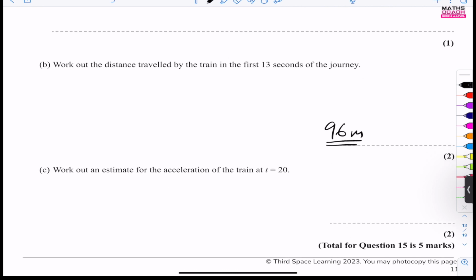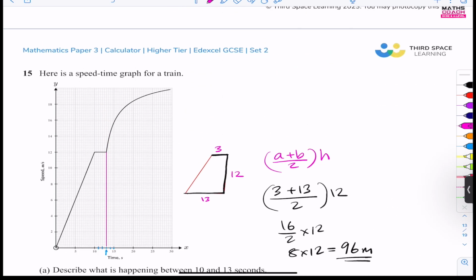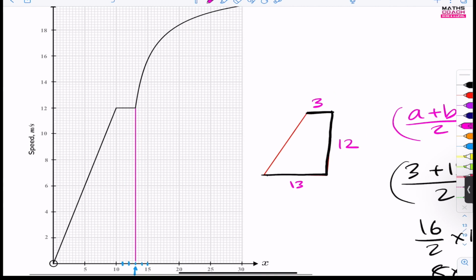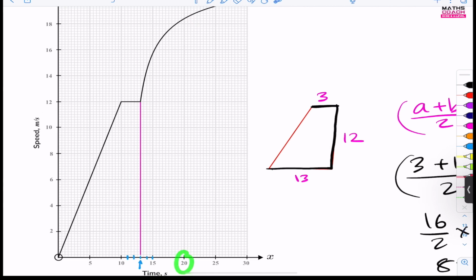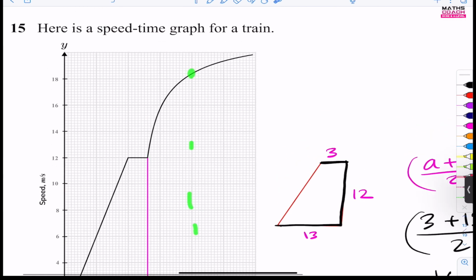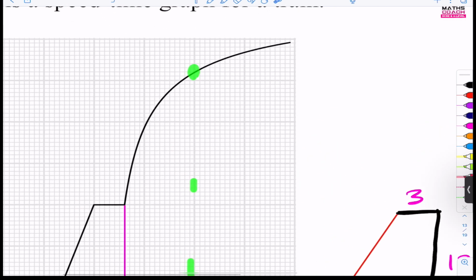For part C, it says work out an estimate for the acceleration of the train at t equals 20. To do the acceleration at t equals 20, we draw a tangent at 20 on our graph. So let's go ahead and find where 20 is. So 20 is here. You go up, it's right there, that point right there. Okay, so we need to draw a tangent to that point. So let's mark that point.